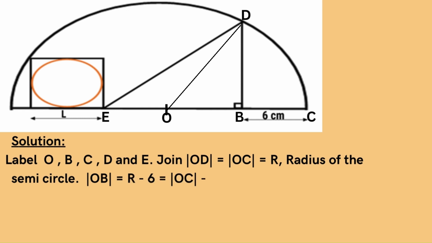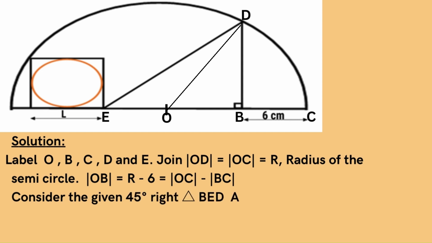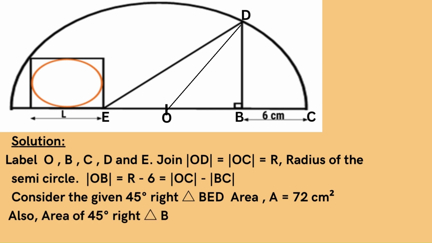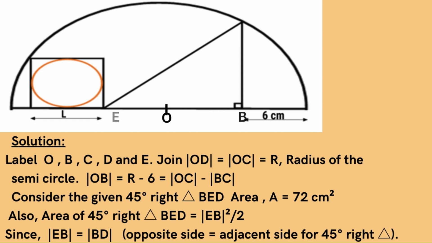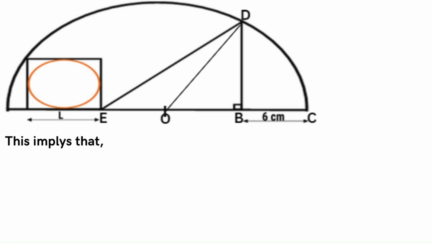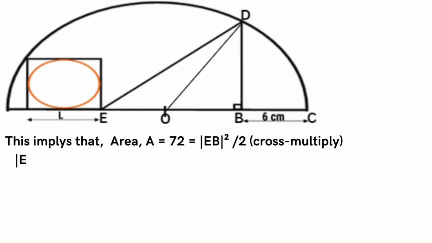Consider the given 45 degrees right triangle BED. Area equals 72 square centimeter. Also, the area of the 45 degrees right triangle BED equals the square of EB divided by 2, since EB equals BD, opposite side equals adjacent side for a 45 degrees right triangle. This implies that area A equals 72 equals the square of EB divided by 2.